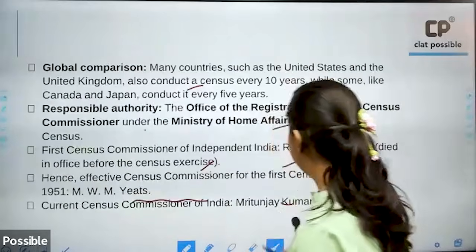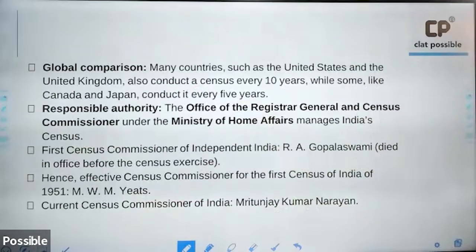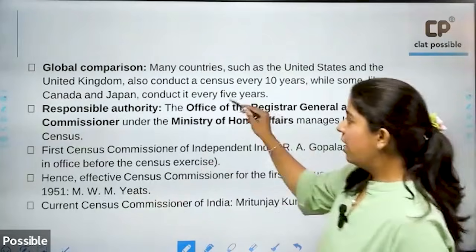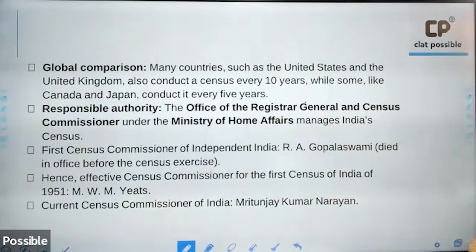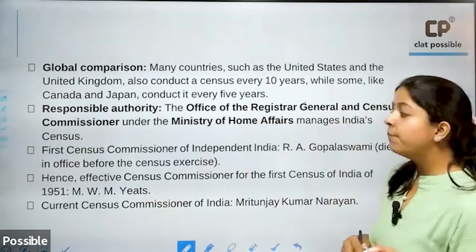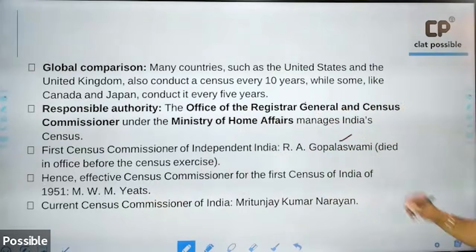So in India, we undertake a 10-year census. Countries like Japan and Canada undertake it every 5 years. The Office of the Registrar General and Census Commissioner under the Ministry of Home Affairs undertakes the census. The first Census Commissioner of Independent India was R.A. Gopalaswamy.